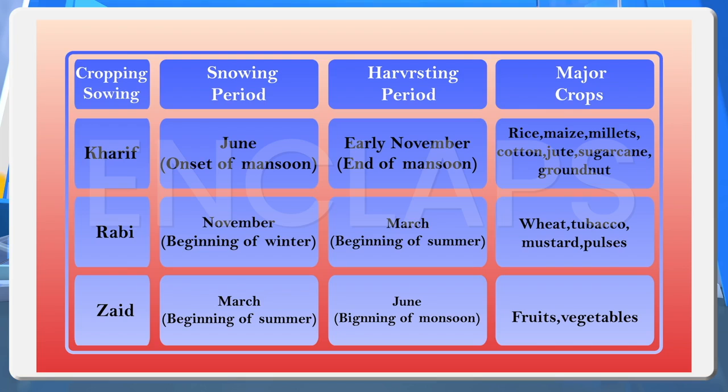And the third one is Zaid season or Zaid crops. The sowing period of Zaid is March or the beginning of summer, and the harvesting period is the month of June or the beginning of monsoon. Fruits and vegetables are also examples of these Zaid crops.